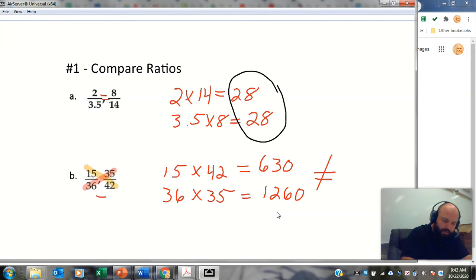So these two things are not equal. Therefore, these two ratios are not equal. That does not form a proportion. Now, they are ratios. This is a ratio, and this is a ratio. But those two ratios are not equal to one another. Therefore, they do not form a proportion.